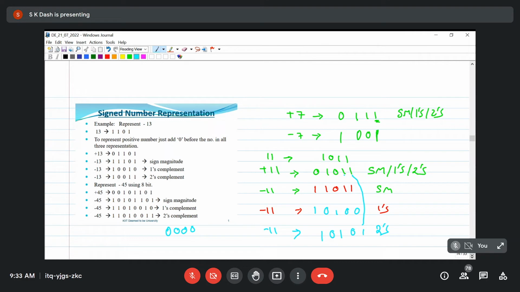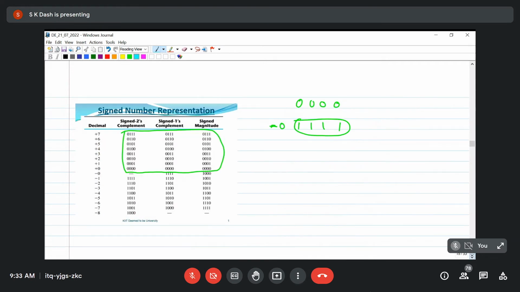What will be 4 zeros? Plus 0, plus 0, plus 1. Again, same method. What will be its 2's complement of 4 zeros? 0, 0, 0, 0. So this is only in the same way, this is only 1 zero. So unnecessarily one combination is not getting wasted. Using this sign 2's complement, we are only getting 1 zero here.